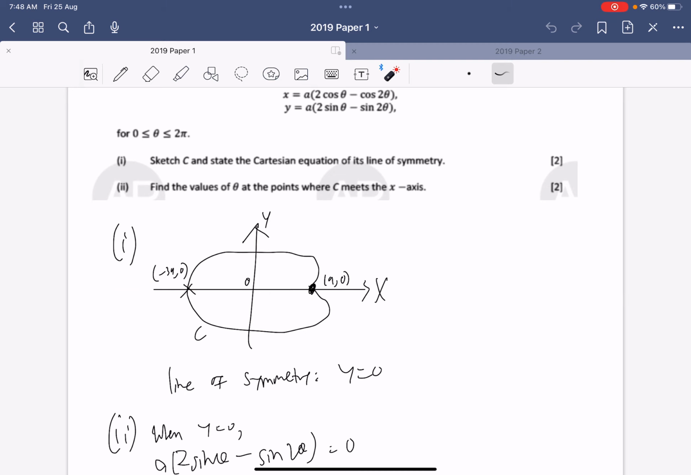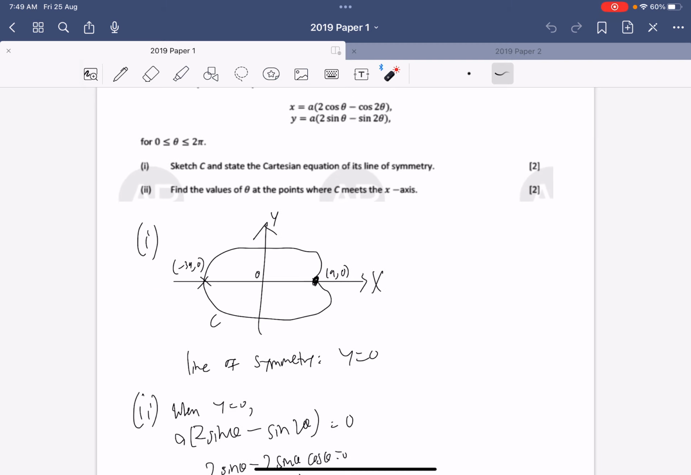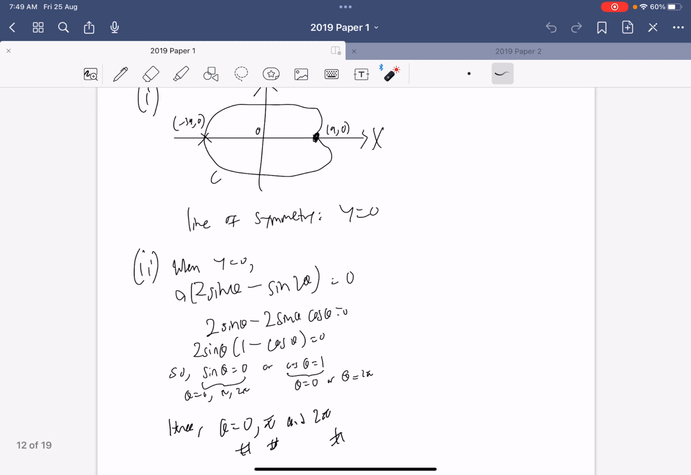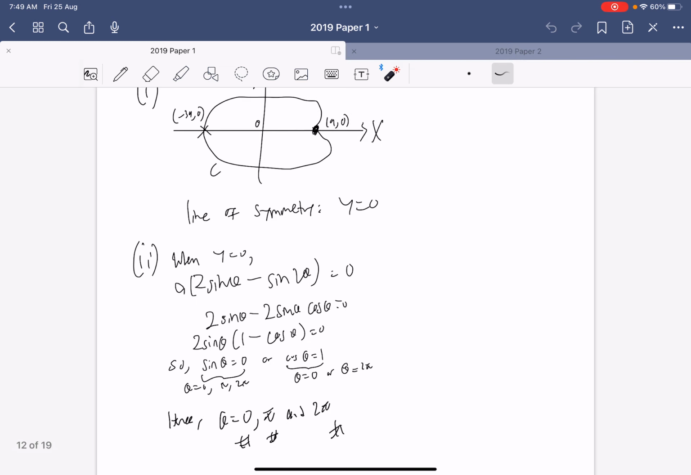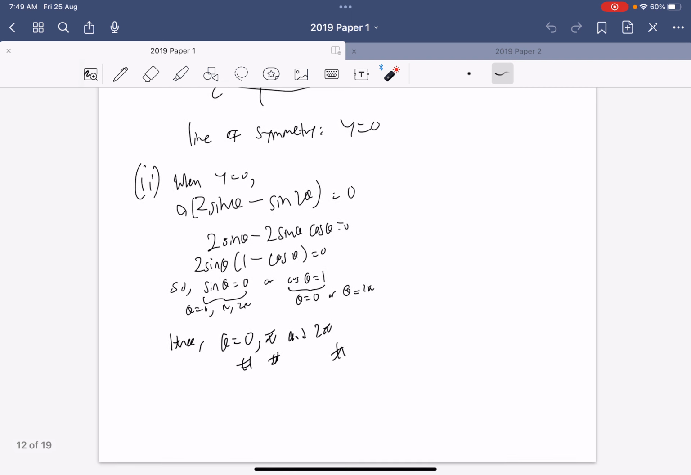Then we're supposed to find the values of theta at the points where C meets the x-axis. So the x-axis means y equals to 0, so we just let this portion be 0. Because a is non-zero, the 2 sine theta minus sine 2 theta is 0.